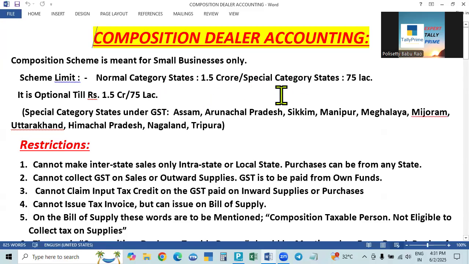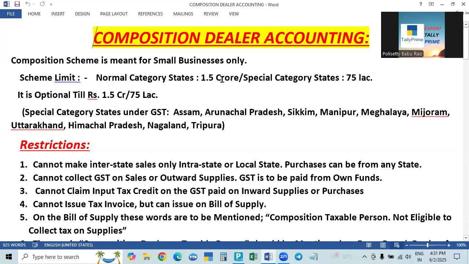Special category states means mostly northeastern states like Assam, Arunachal Pradesh, Sikkim, Manipur, Meghalaya, Mizoram, Uttarakhand, Himachal Pradesh, Nagaland, Tripura, etc. So these states are special category states. All other states are called normal category states. In the case of normal category states, the maximum limit for the composition scheme is 1.5 crore per annum. In the case of special category states, the limit is 75 lakhs.